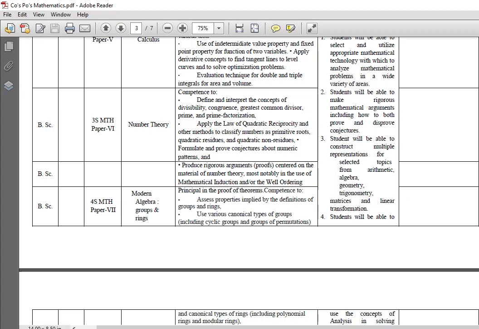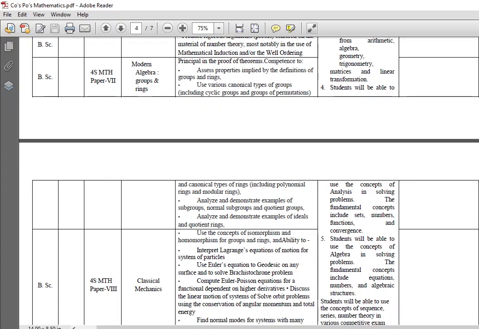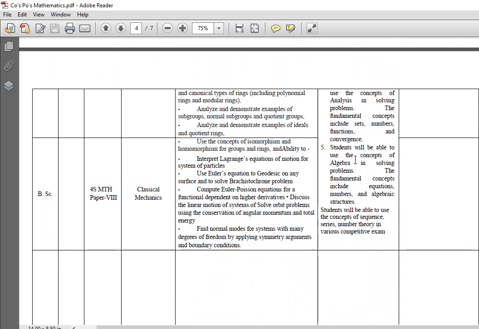After completing this syllabus or this course, you will be able to use the concepts of analysis in solving problems. The fundamental concepts include sets, numbers, functions and convergence. You will be able to use the concepts of algebra in solving problems. The fundamental concepts include equations, numbers and algebraic structures. Also, you will be able to use the concepts of sequence, series and number theory in various competitive exams.